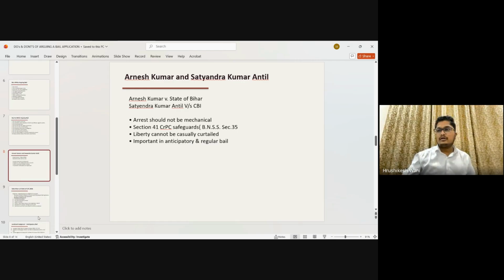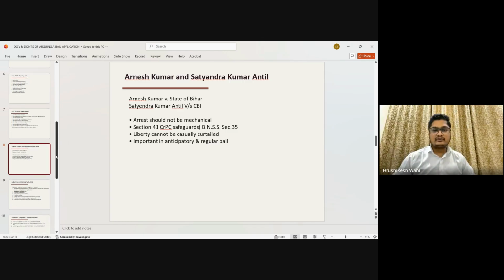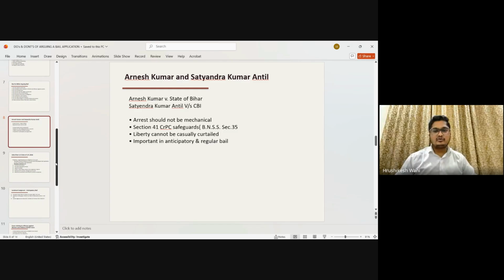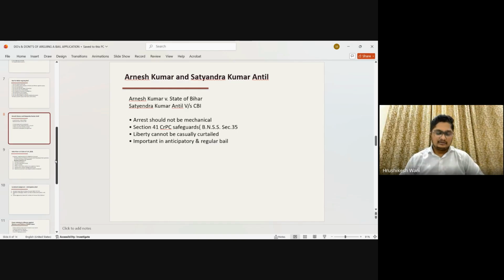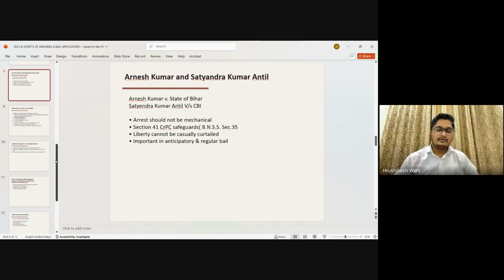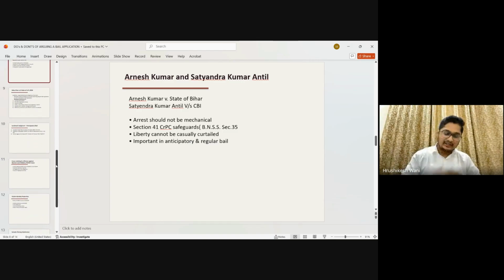So one of the very important aspects that has come into the picture is because of the judgment of Arnesh Kumar versus State of Bihar, and then it was followed also in the judgment of Satyendra Kumar Antil versus CBI. I'd like you guys to note down these two judgments. These are landmark judgments which are nowadays widely used in the trial courts while deciding a bail application.